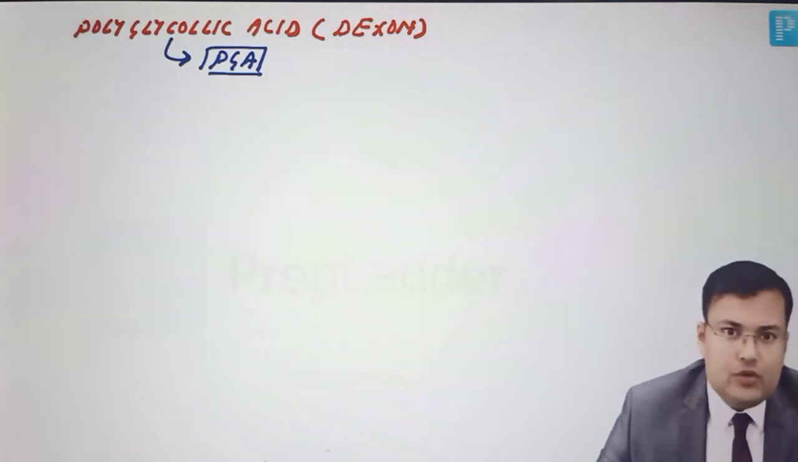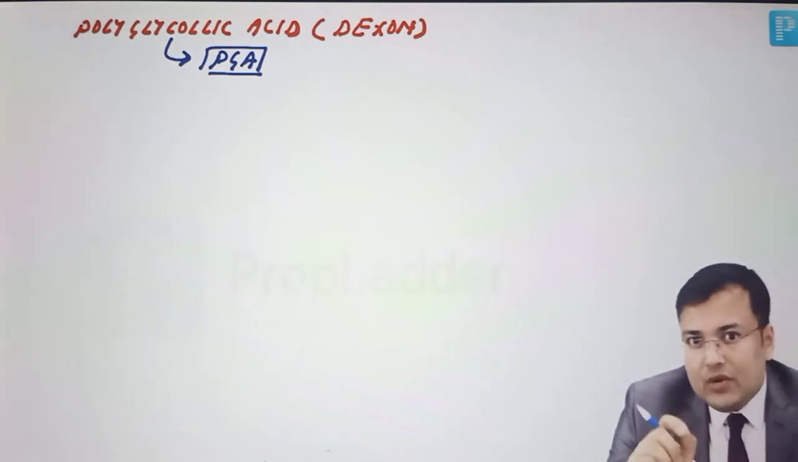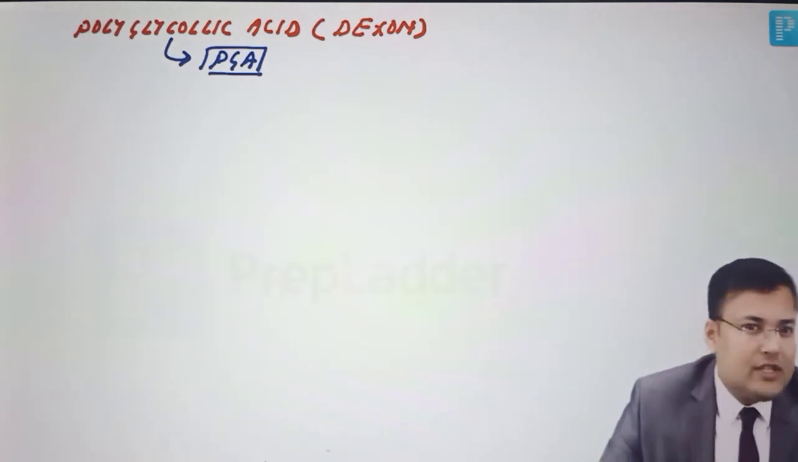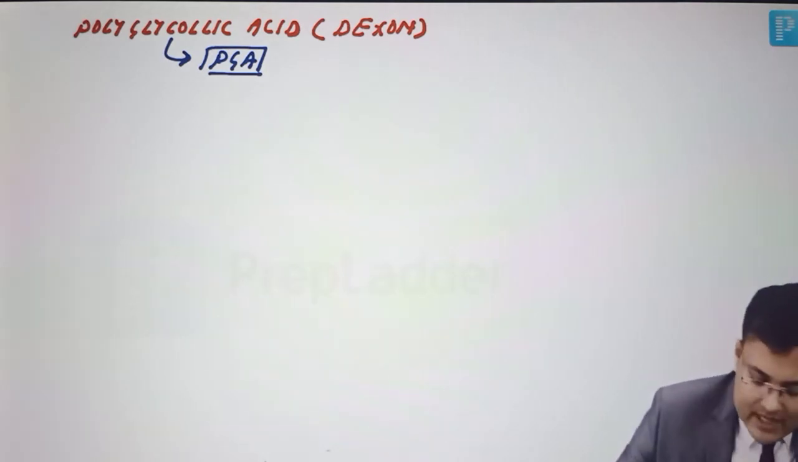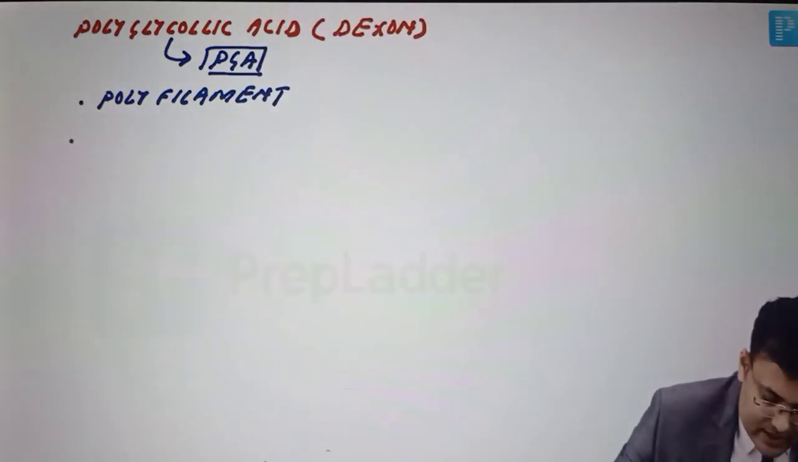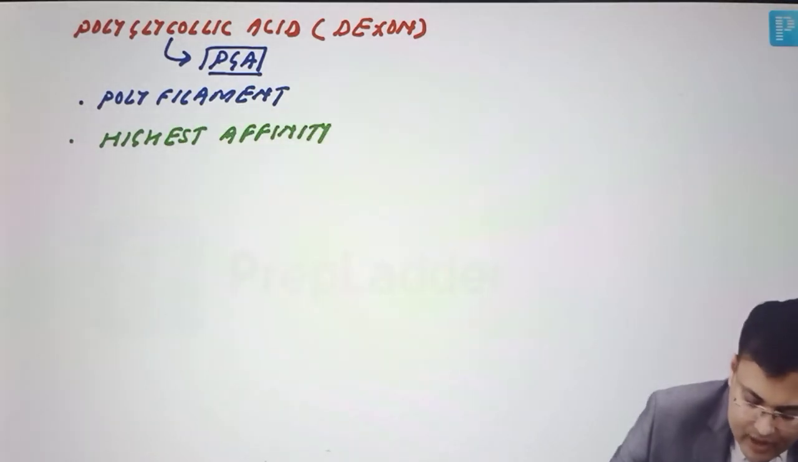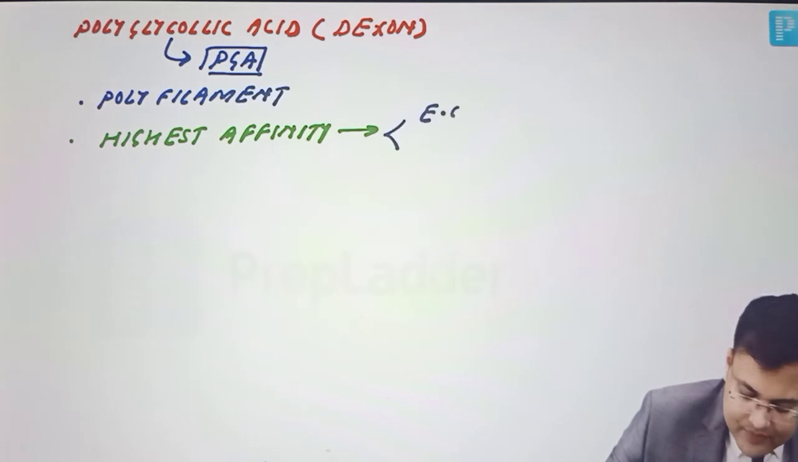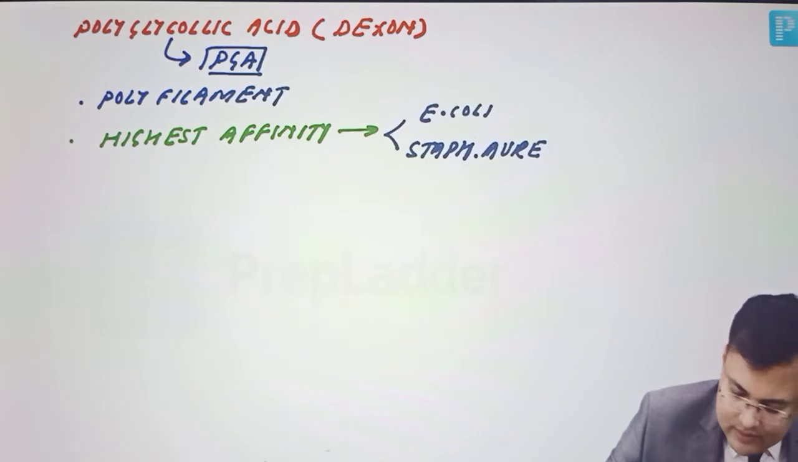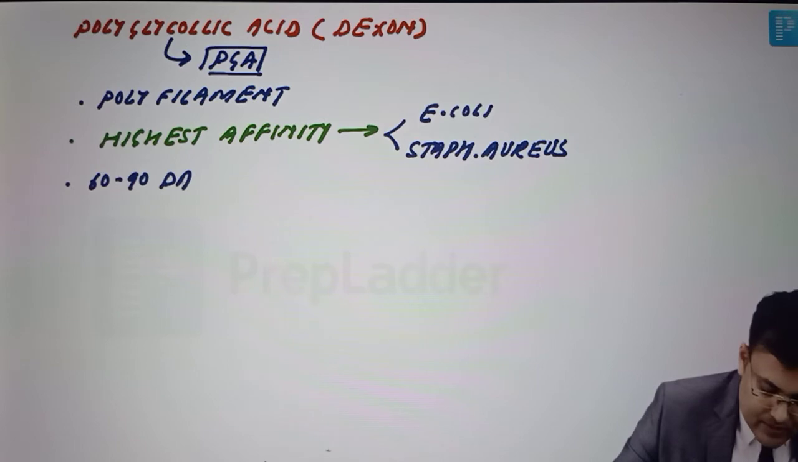Especially, this suture exhibits the highest affinity for adherence to E. coli and Staph aureus, and you must know that E. coli and Staph aureus are two important pathogens responsible for infection in surgery. Right? So what is the biggest problem with Dexon? First, it's a polyfilament, so there is an increased risk of infection. And the second problem, it has the highest affinity for adherence to E. coli and Staph aureus. Clear? And this suture is absorbed in 60 to 90 days.